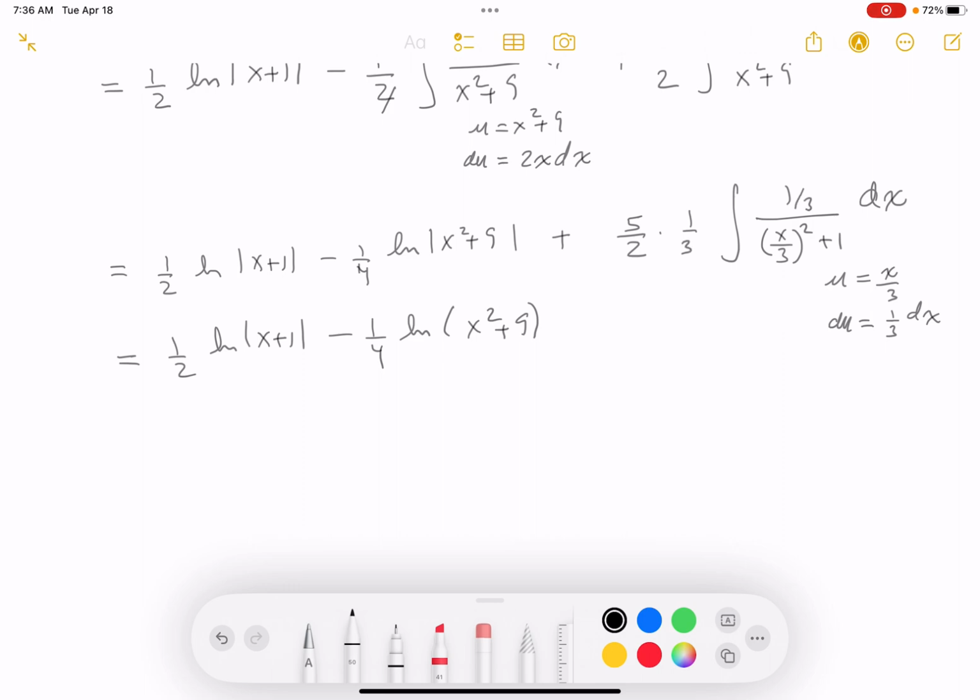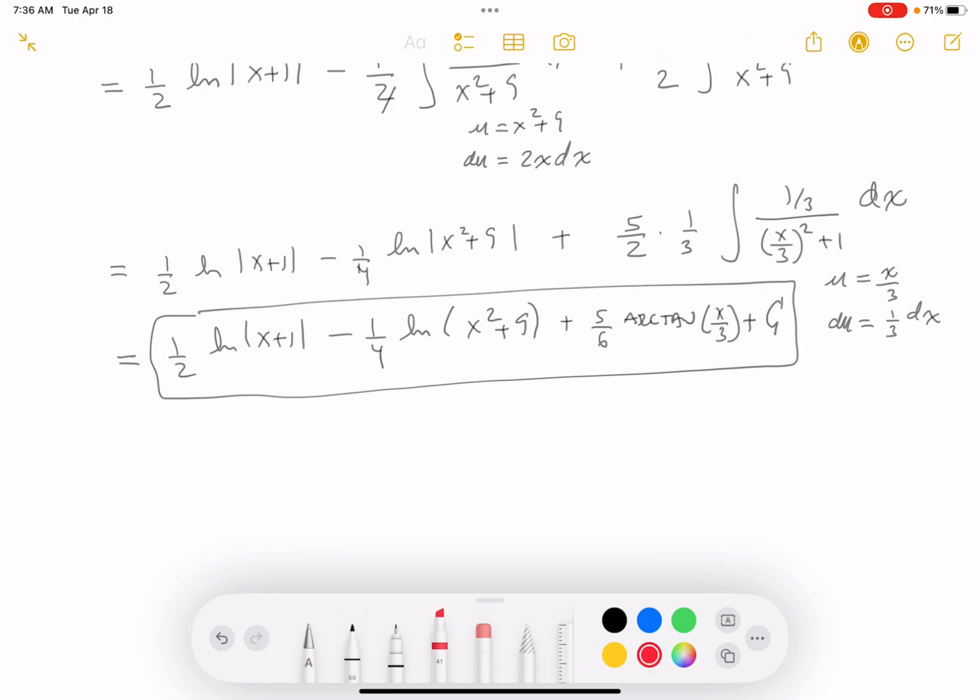Okay, let's write this down now. What do you get over here? You get plus 5/6. And then you're going to get the arctangent of u, which is x over 3, plus some constant of integration. Put a box in this, and let's look at the key, see how we did.